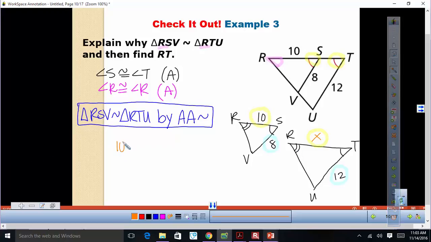So 10 is to x as what? 8 is to 12. Then we would cross multiply here. 8 times x is 8x. 12 times 10 is 120. We divide by 8, and x would equal 15. So that means RT would equal 15. So when you solve for a side, you just set up the proportions and solve for x. Does that make sense? Okay, we're going to try one more like that just to make sure you got that.